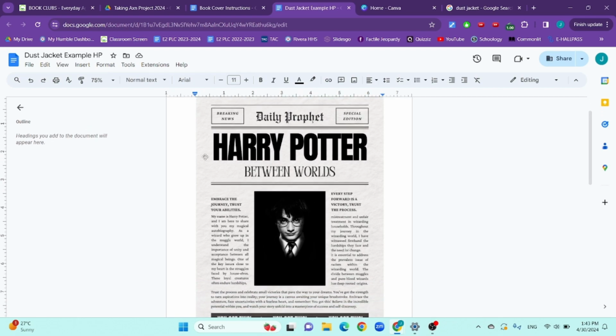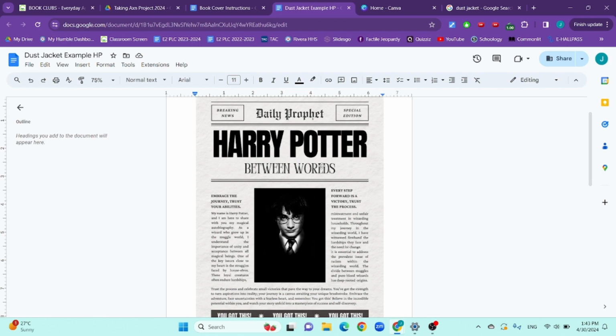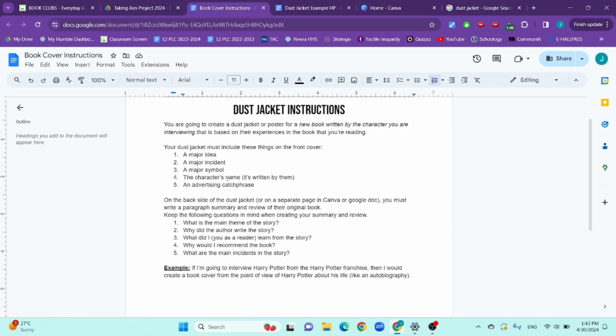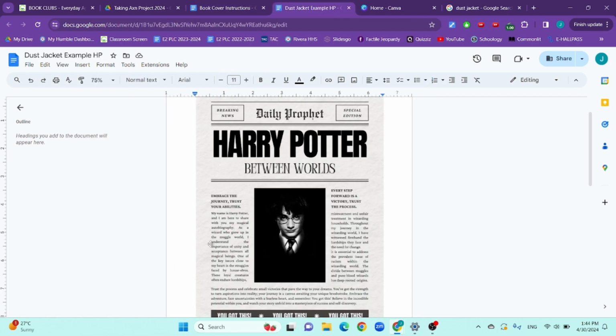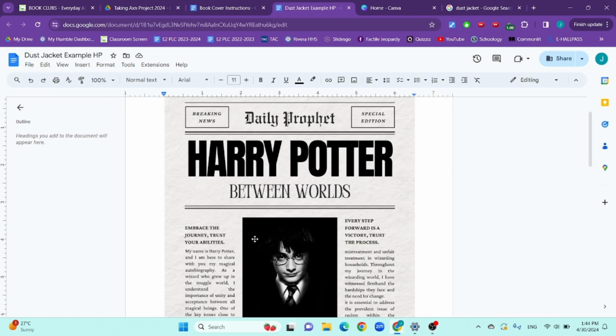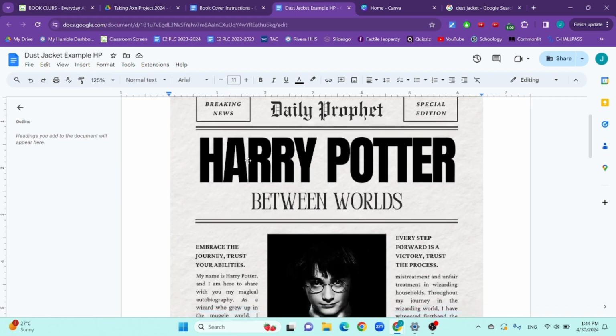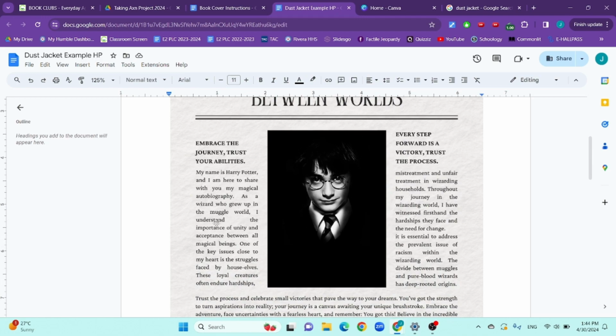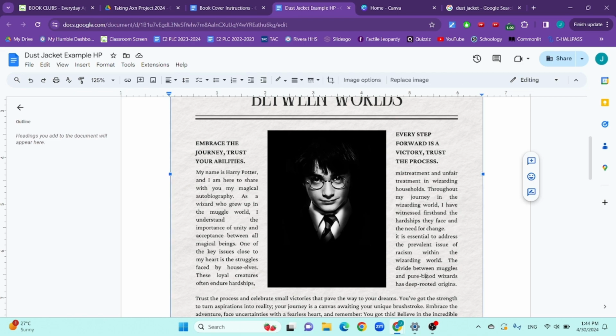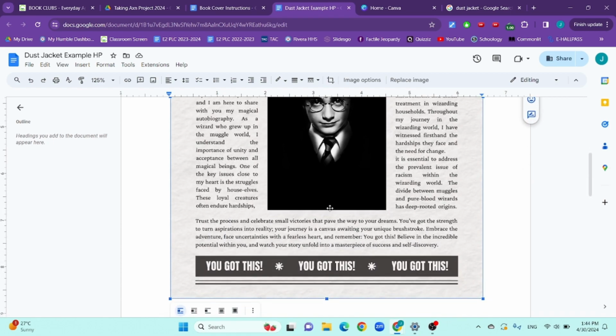This being in the form of a newspaper was a symbolic choice. That was the symbolism right there, a major symbol. Then a major incident and idea in it. I know it is hard to see, but these are actual things that happen in the book. He's a wizard who grew up in a muggle world. Key issues with house elves, getting the house elves to not be subservient to wizards, and then talking about the difference between pure blood wizards and muggle born wizards, right? I said that in my last video. And then otherwise he gives this hint, trust it, and so on.